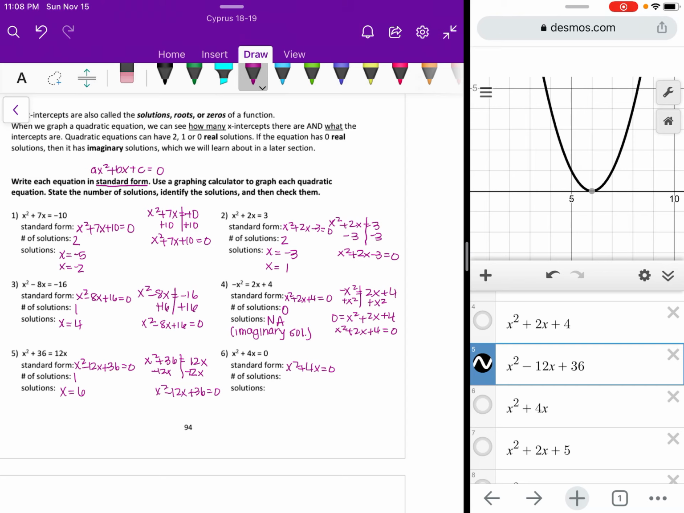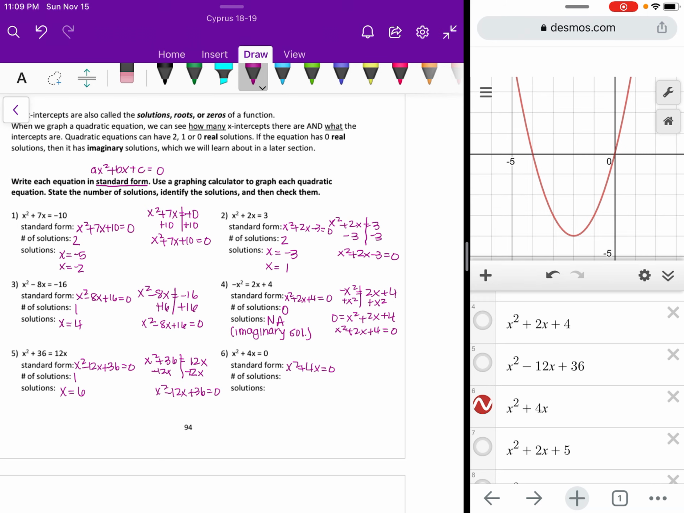This one's in standard form already. It's already equal to 0. So over here on Desmos, graphing this one, it has 2 solutions. We can see it has 2 x-intercepts. If I click on the graph here, it will tell me those solutions are x equals -4 and x equals 0.